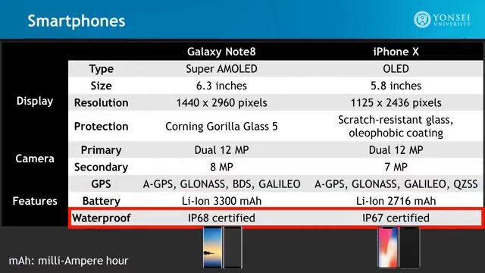The next feature that we need to focus on is waterproof. Really, it is dust-proof and waterproof. You will see that it has the identification of IP, two numbers, and certified. What does that mean? I will, of course, explain the details of this very soon. For the Galaxy Note 8, it has an IP68 certification. For the iPhone X, it is IP67 certified.